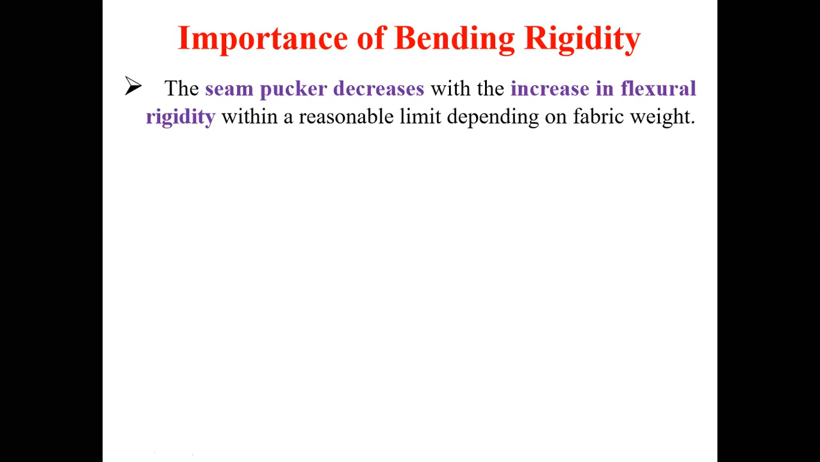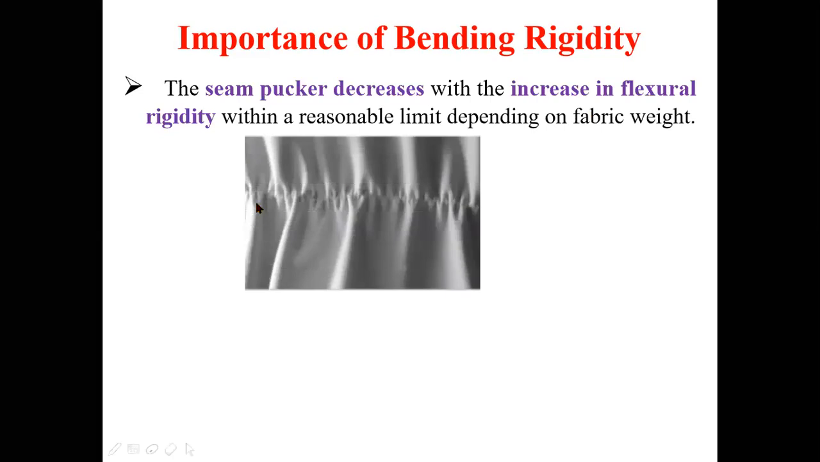Now, what is seam pucker? So this is a defect that is known as the seam pucker. Okay. Now this is the seam line, and you can see this is the seam line. Okay, and you can see the fabric has gathered over this seam line. Now, if the bending rigidity of the fabric is higher, then there will be more accumulation of the fabric near this line, and you can say the tendency of the seam pucker will be more.